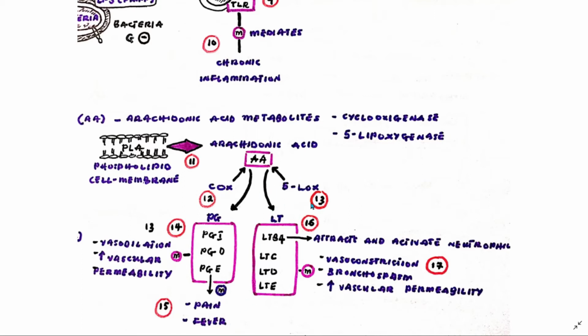Now, when the arachidonic acid is acted upon by 5-lipoxygenase, it produces leukotrienes. Leukotriene B4 or LTB4 attracts and activates neutrophils. LTC4, LTD4, and LTE4 are slow reacting substances which are involved in anaphylaxis, and they mediate vasoconstriction, bronchospasm, and increased vascular permeability.